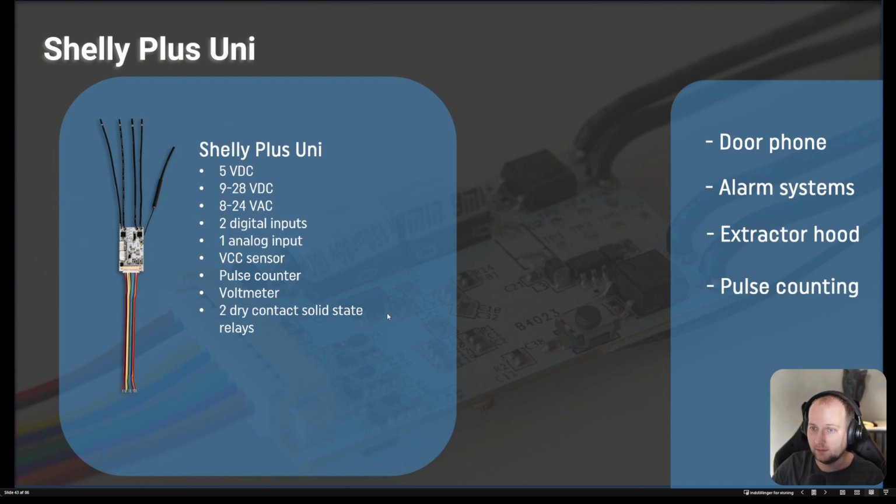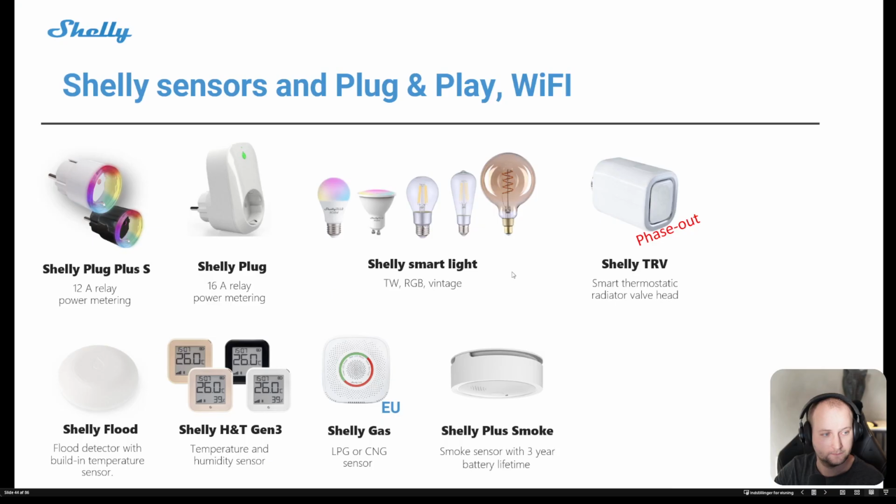Yes, this is the device I mentioned as a question in chat for 4 to 20 milliamps control. If you learn to use this device, you can use it for a lot: door phone systems, alarm systems. A lot of people use them to control extractor hoods, so when they start cooking, the hood can automatically turn on, pulse counting, and so on. There are a lot of use cases for this device.